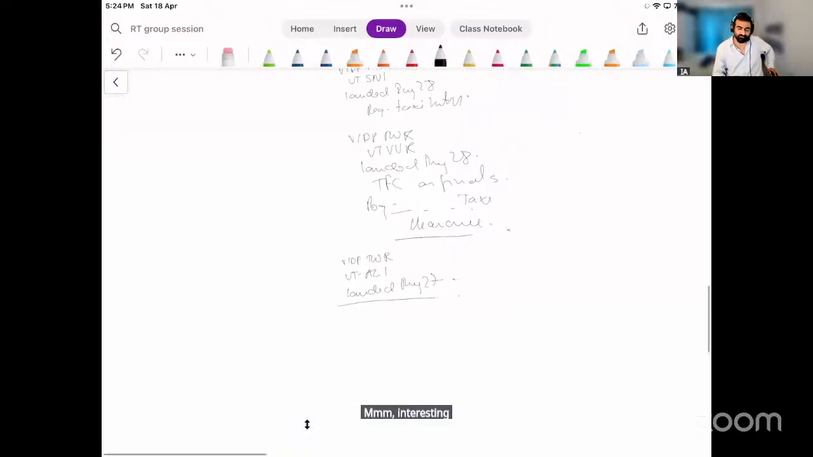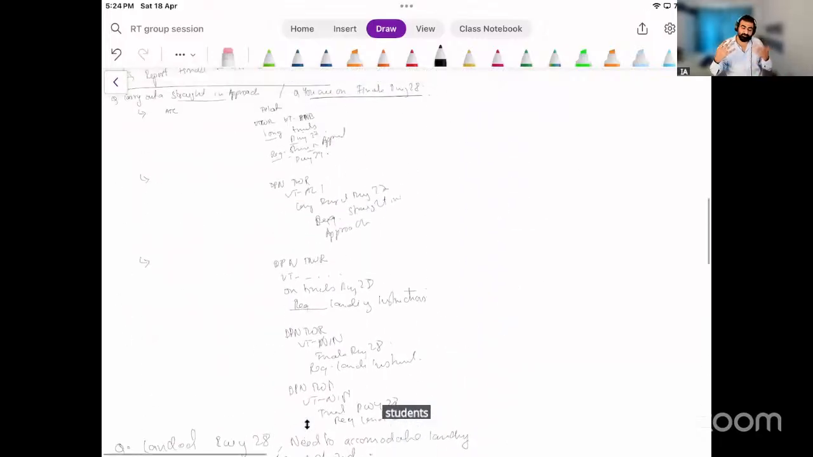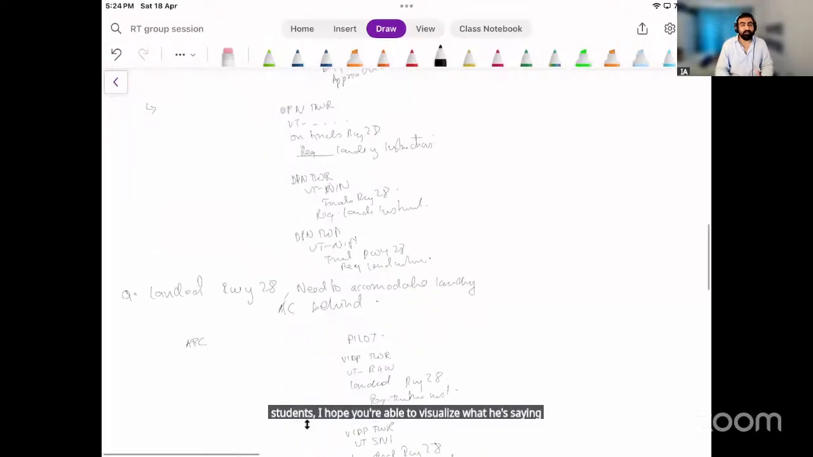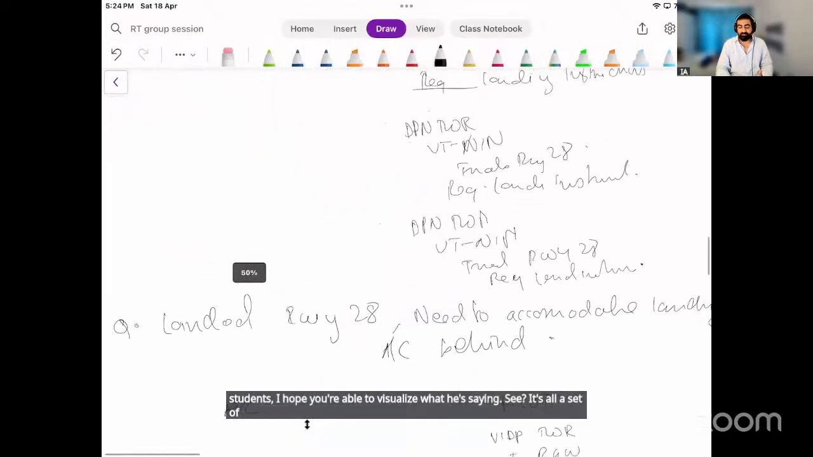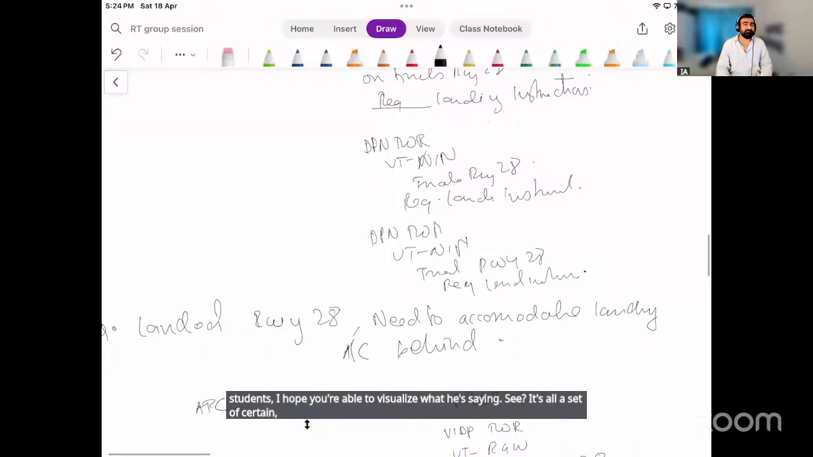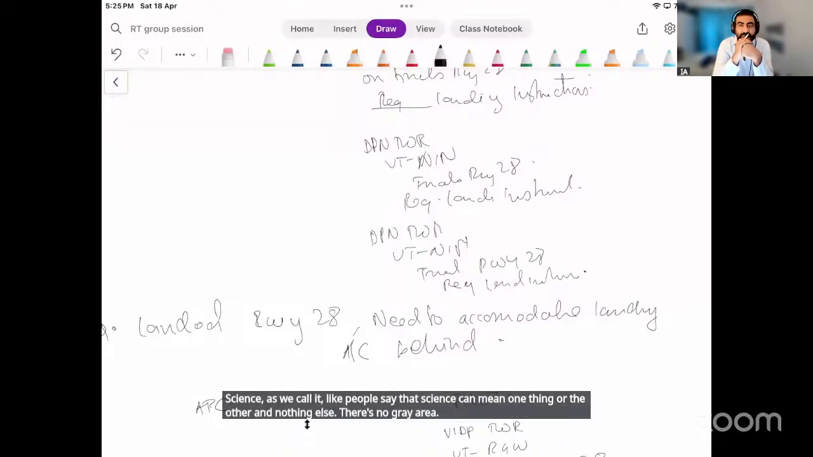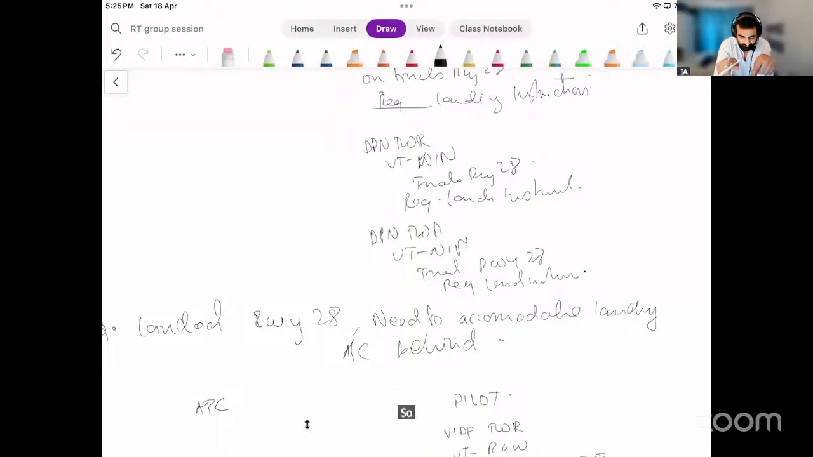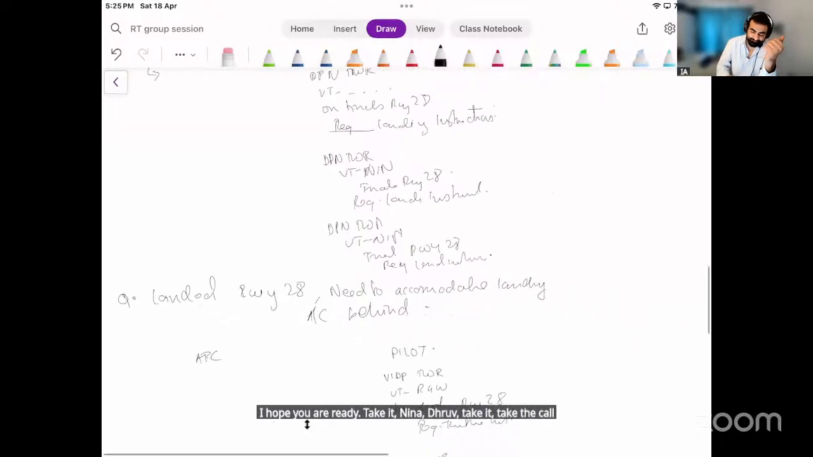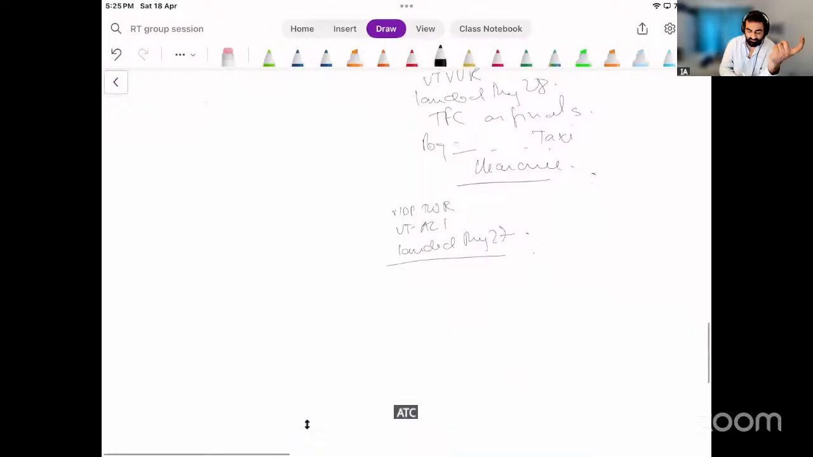Interesting. Students, I hope you're able to visualize what he's saying. See, it's all a set of certain elements which can mean only one or two things. This is the accuracy of science, as we call it. Like people say that science can mean one thing or the other and nothing else. There's no gray area. So yeah, good, good, good. I hope you are ready. Nina, Dhruv, take the call. Give us the call, ATC also and pilot also.